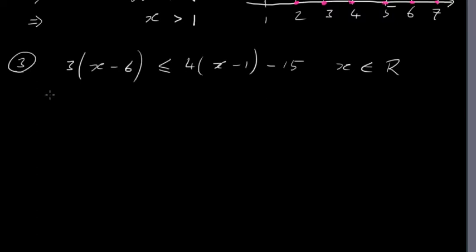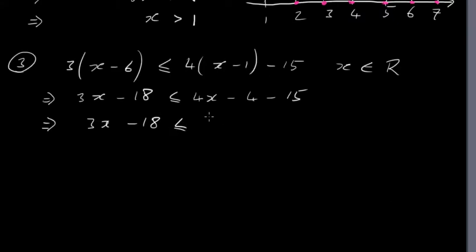So let's solve this. Again, multiply out the brackets here. You just do 3 times x, 3x, minus 3 times 6, which is 18, less than or equal to 4x minus 4 minus 15. So 3x minus 18 is less than or equal to 4x minus 19, because minus 4 minus 15 is minus 19.